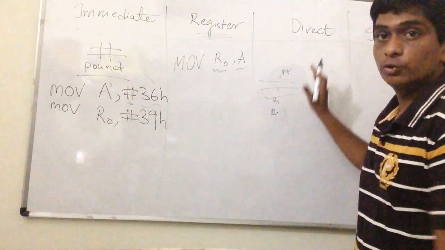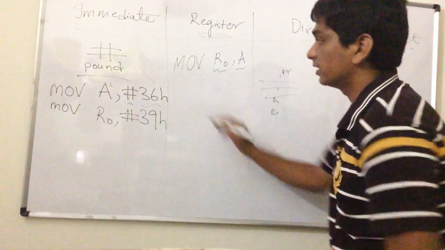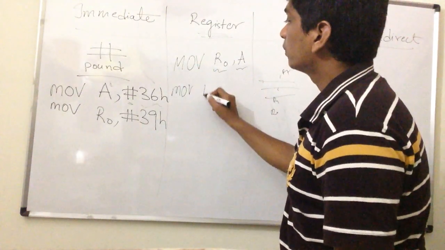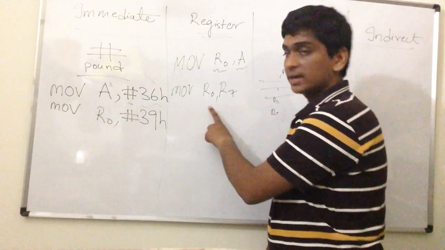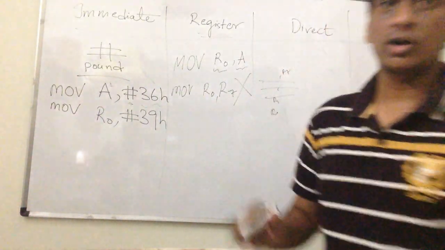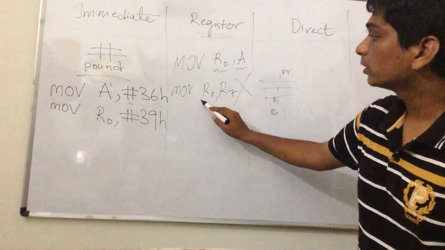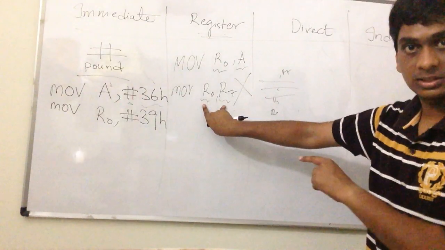R0, R1, R2 and R7. You cannot initiate data transfer between R0 and R7. Say move R0 comma R7. If I write like this, this is invalid because I cannot take two registers like this.